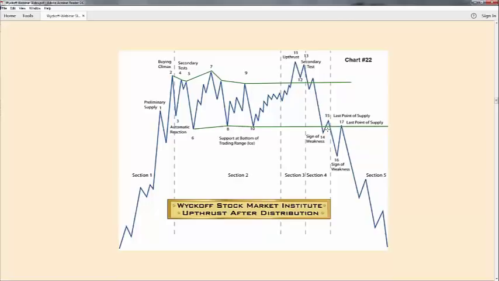There is then a sign of weakness. The sign of weakness will take you down, penetrate the support, and then rally back to the support. And we'll talk about that as we get to a couple more stocks. And then we begin the markdown phase, which is section 5.